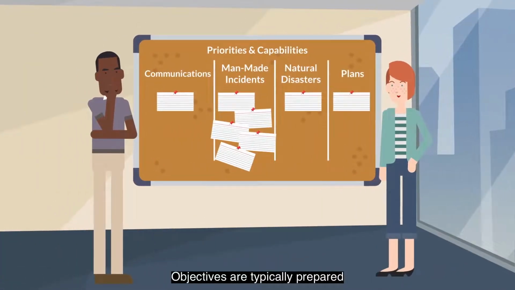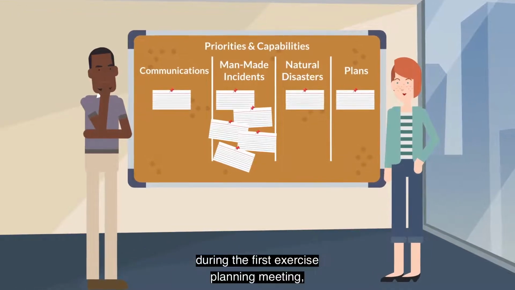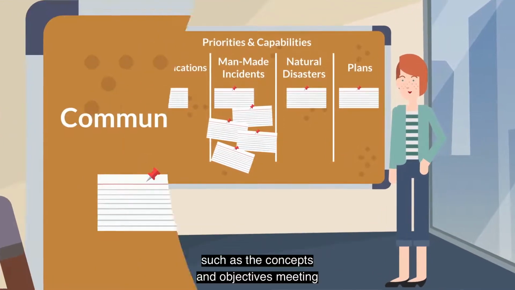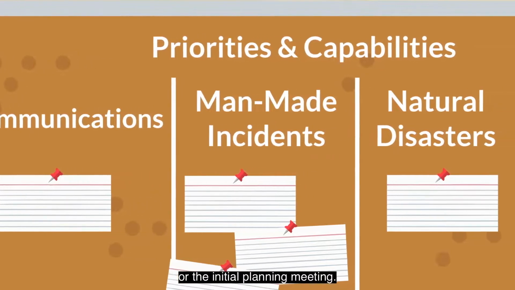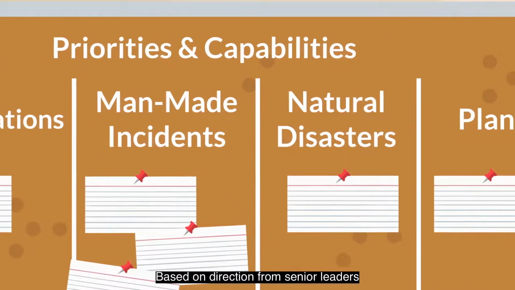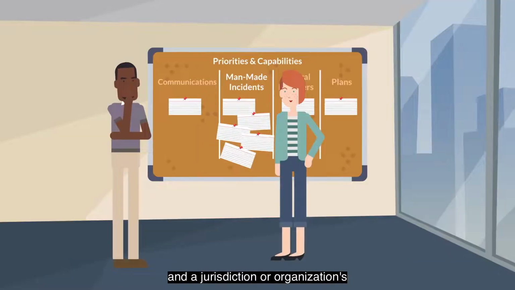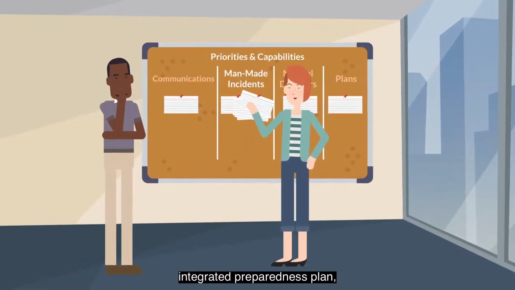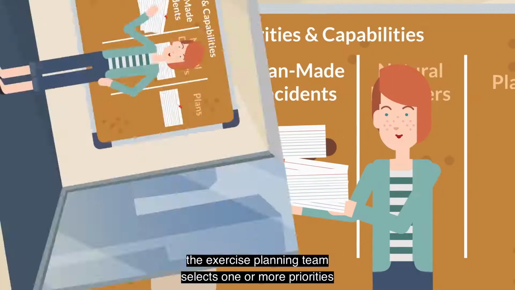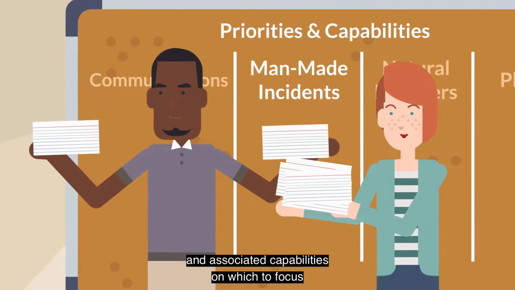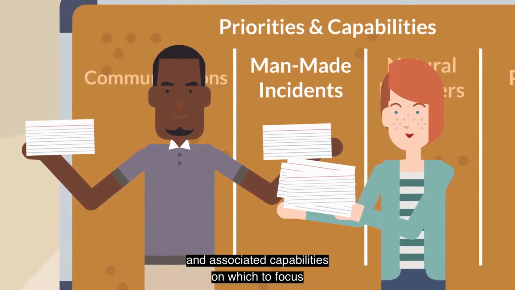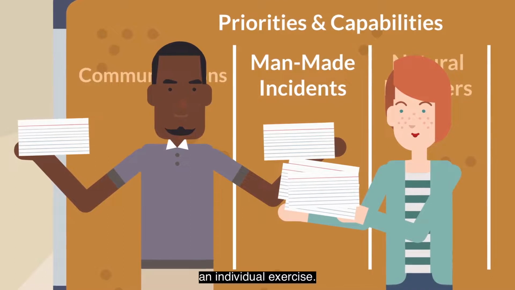Objectives are typically prepared during the first exercise planning meeting, such as the concepts and objectives meeting or the initial planning meeting. Based on direction from senior leaders and a jurisdiction or organization's integrated preparedness plan, the exercise planning team selects one or more priorities and associated capabilities on which to focus an individual exercise.